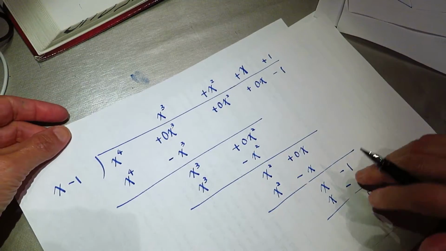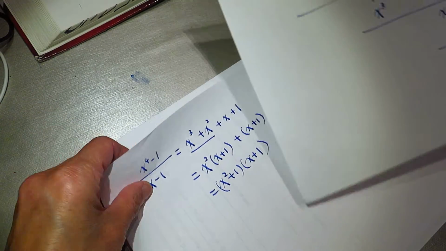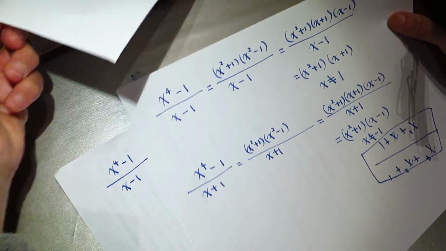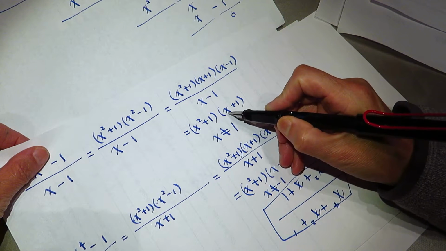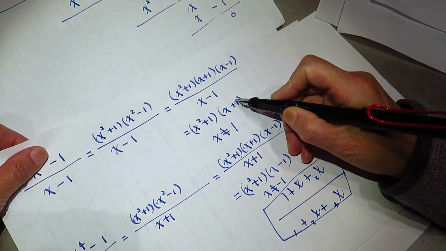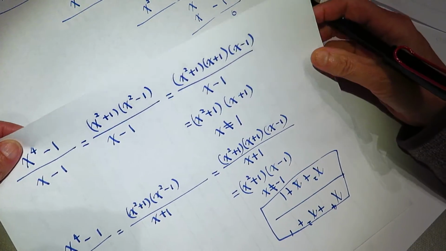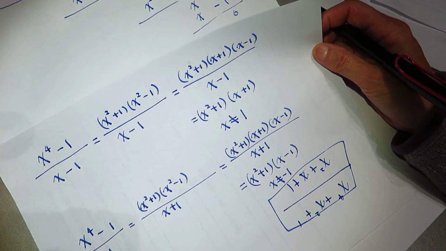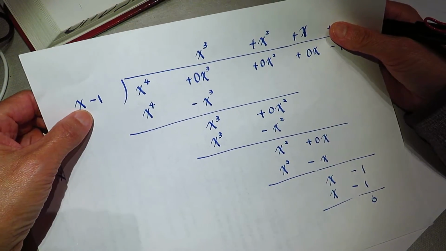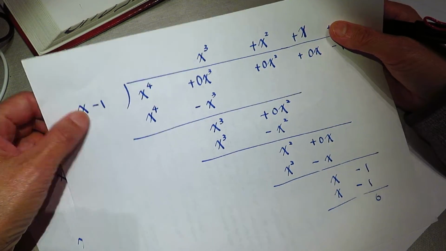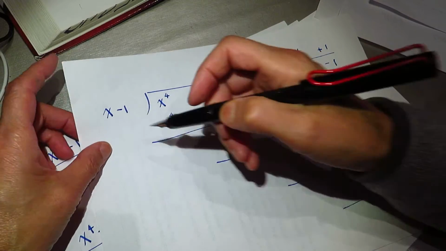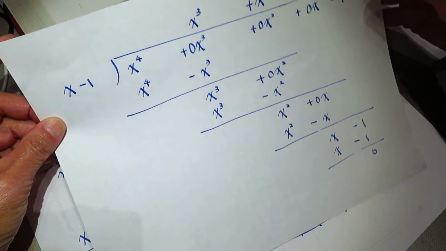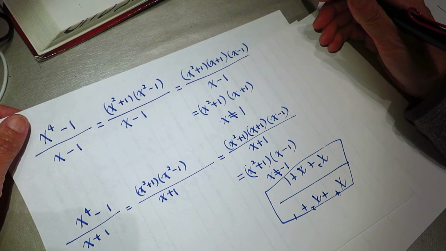Let's see the result. What we have done on the other piece of paper. What do we get? x squared plus 1 times x plus 1. And that's interesting. We did not mention that x cannot be negative 1, but it obviously cannot be 1. It's obvious x cannot be 1.